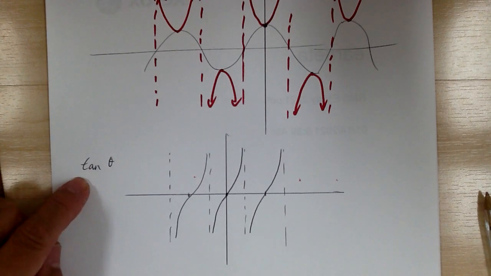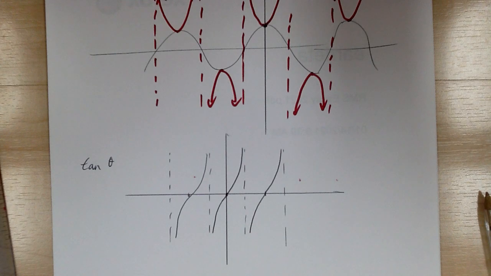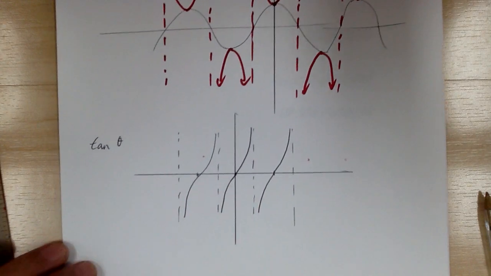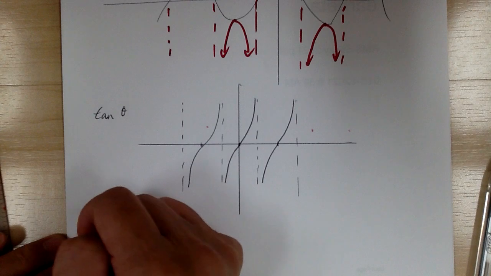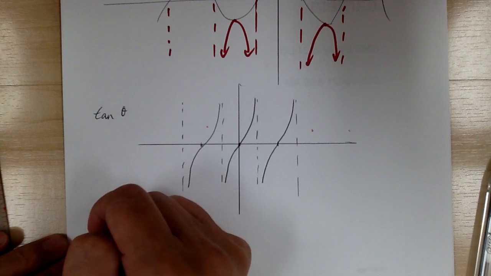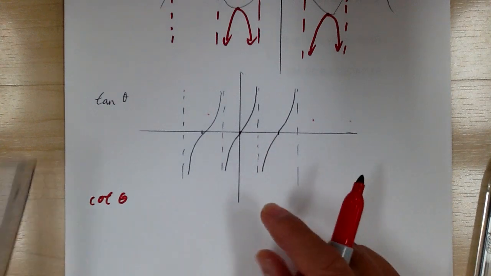Now, for the tangent, it's kind of, if I do the flipping, actually it's kind of more confusing. So for cotangent, I'm not going to do it on the same graph. Okay, I'm going to do it below it.